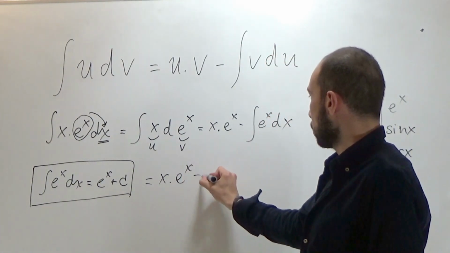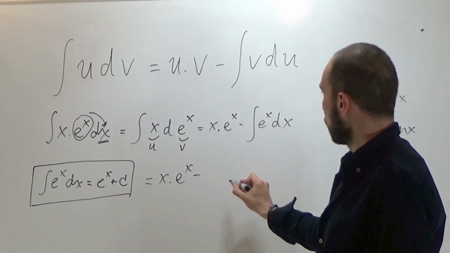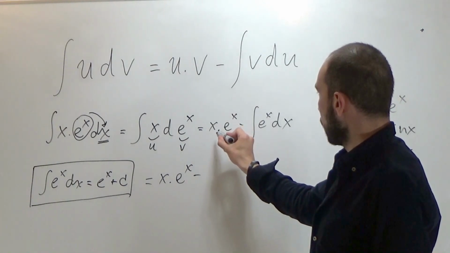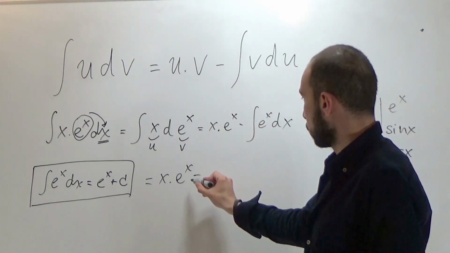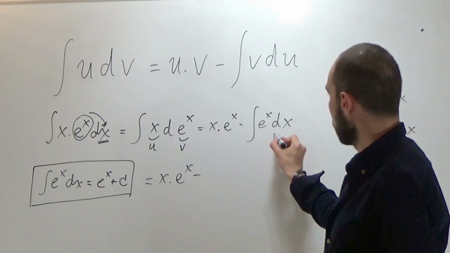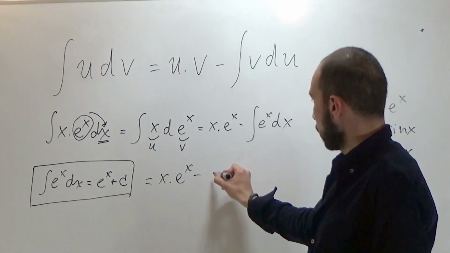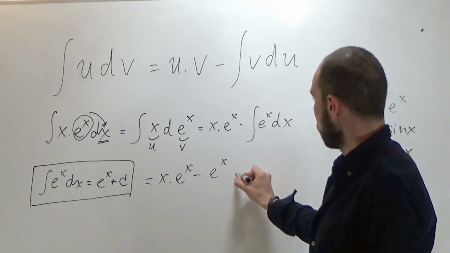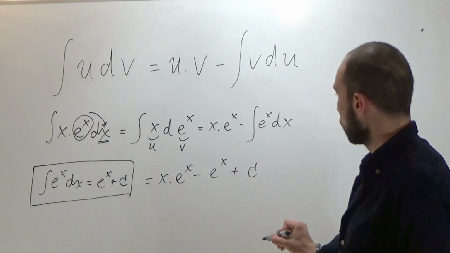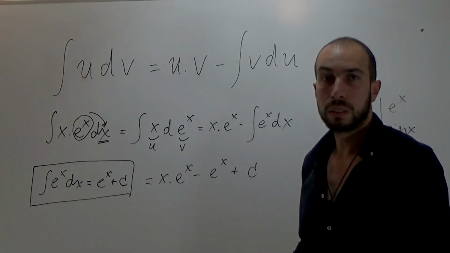And the solution is x multiplied by exponential function minus exponential function plus constant. Okay.